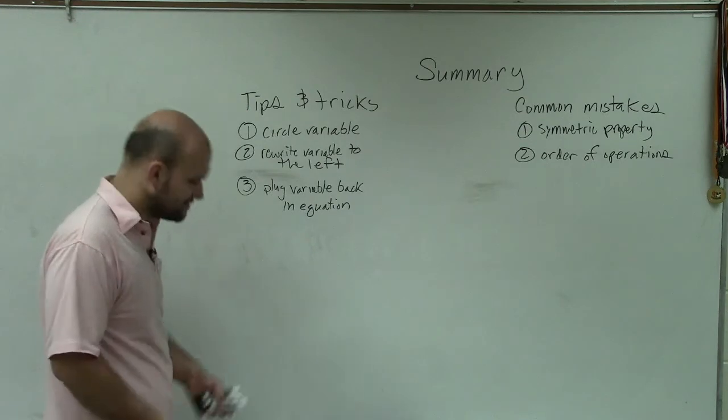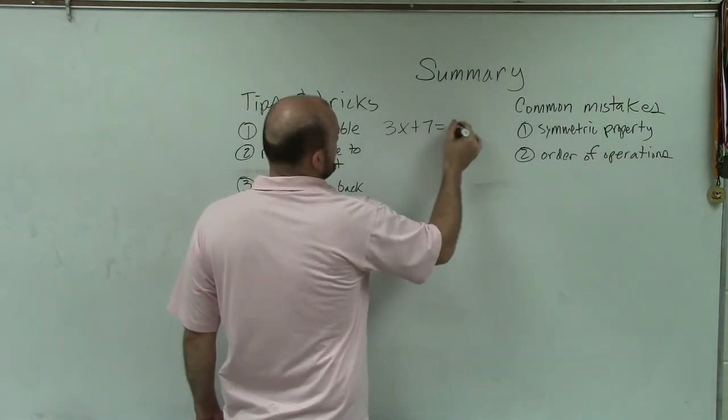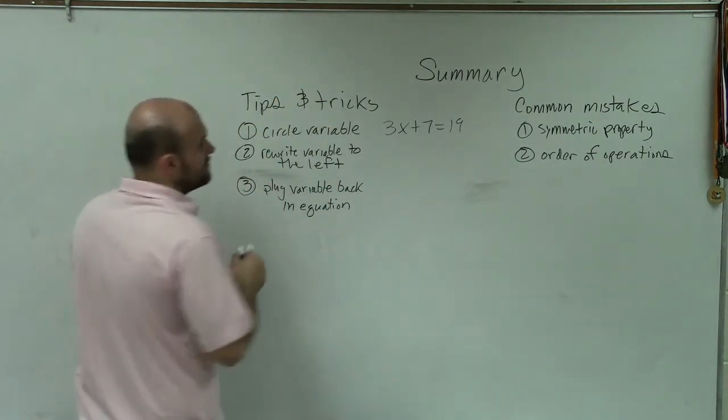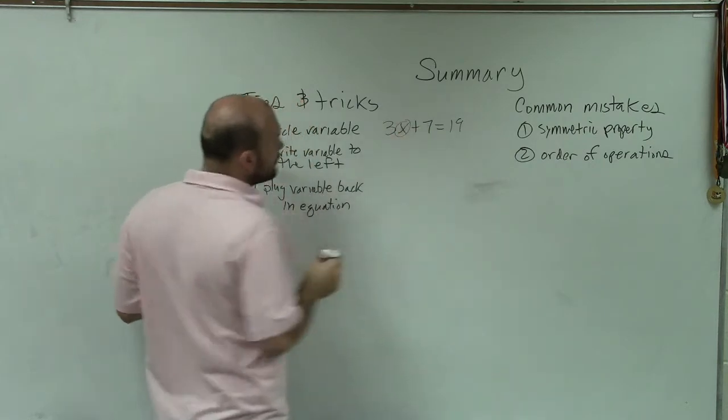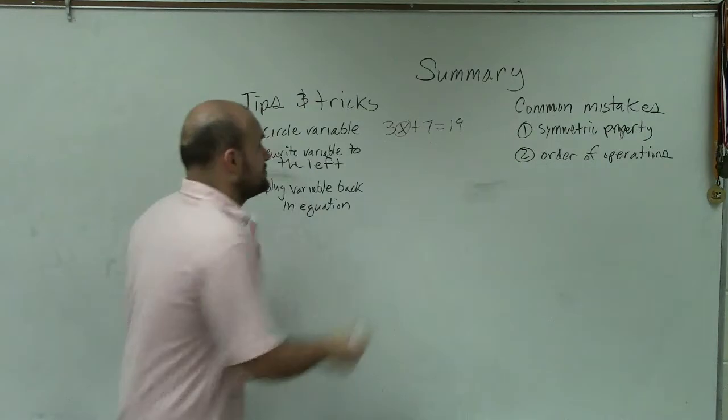So let's hit some tips and tricks. When I have 3x plus 7 equals 19, again, one of the common tricks I said, even for one-step equations, is to circle the variable. A lot of times when I circle the variable, it visually allows me to say, all right, here's what I want to get by itself.